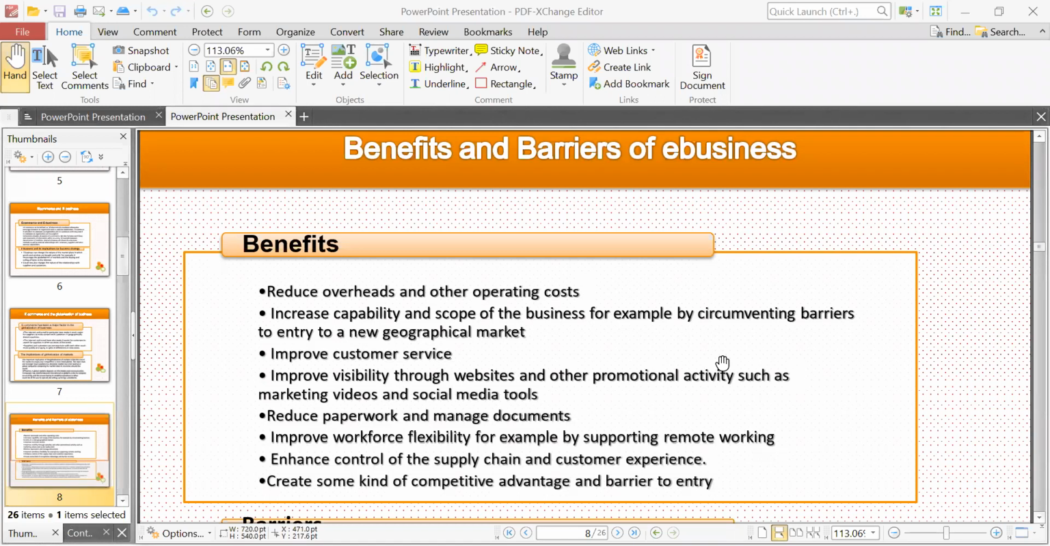It also enhances the control of the supply and customer experience, which we already talked about under customer service earlier, and it helps to create some kind of competitive advantage. And it limits barriers to entry. So these are some of the benefits. There are a lot of them.